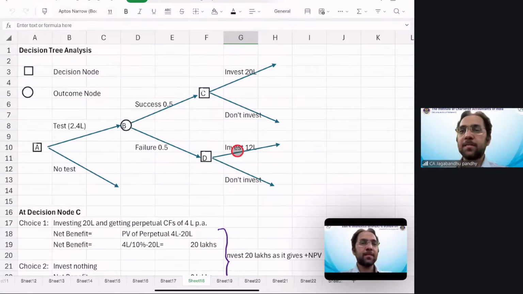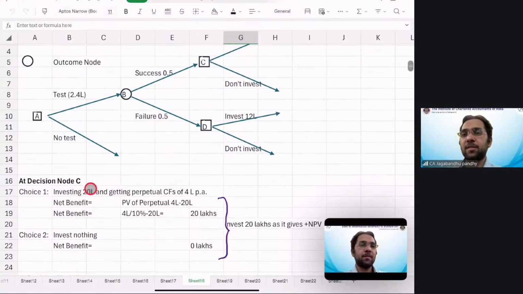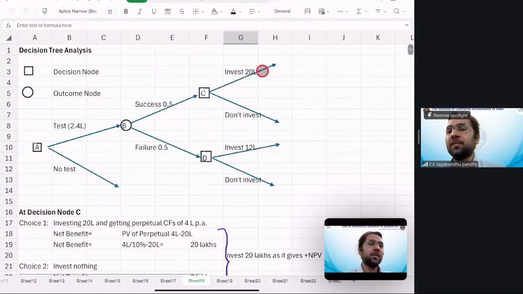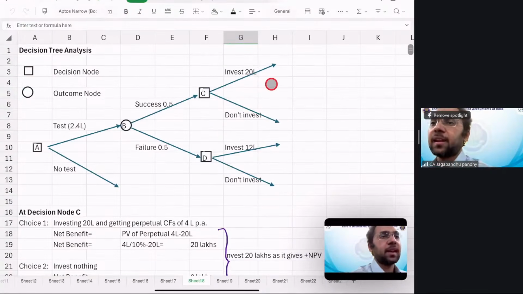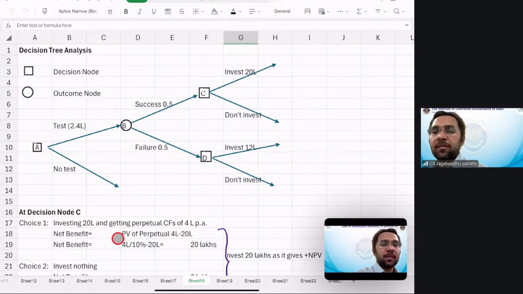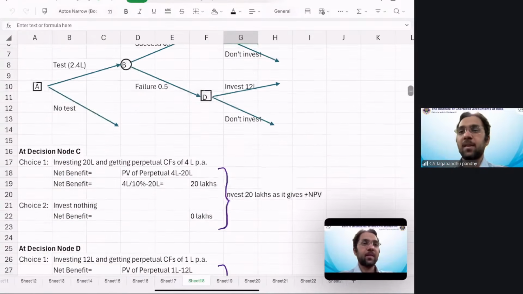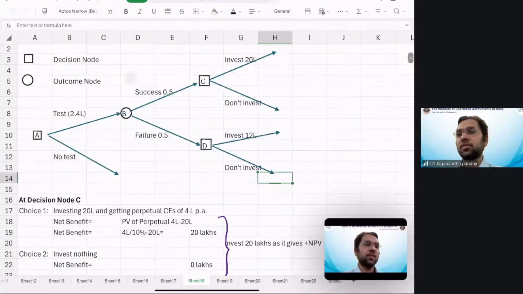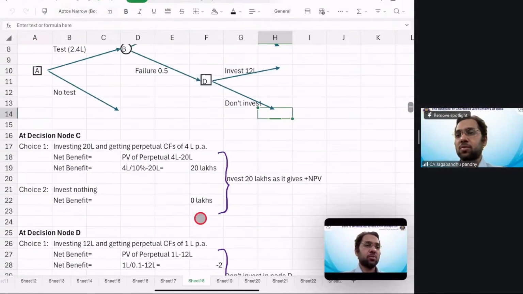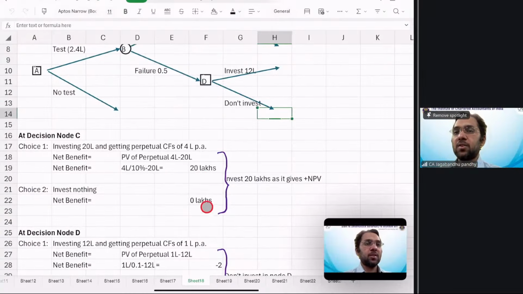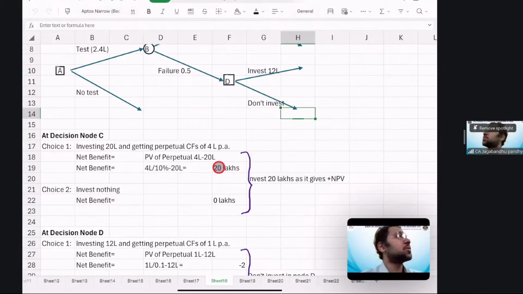Right? So let's say investing 20 lakh. If you invest 20 lakh after success, then you're likely to get a perpetual cash flow of 4 lakh per annum. So the net benefit is the present value of perpetual cash flows, which is 4 lakh divided by 10%, minus 20 lakhs. So the net benefit at this node after the success is 20 lakhs. And if you don't invest, there is no benefit coming out of it. So investing makes sense because it's going to give a positive NPV.